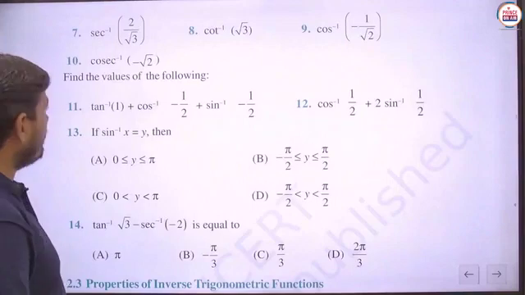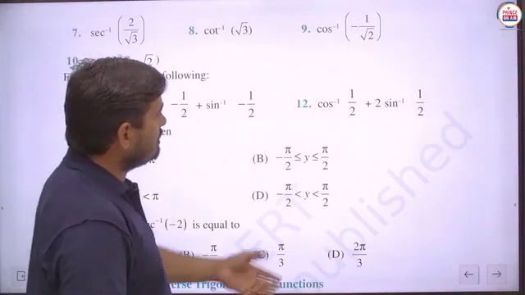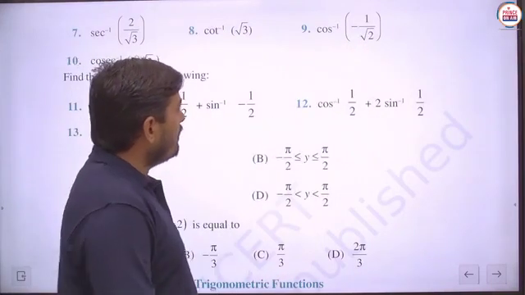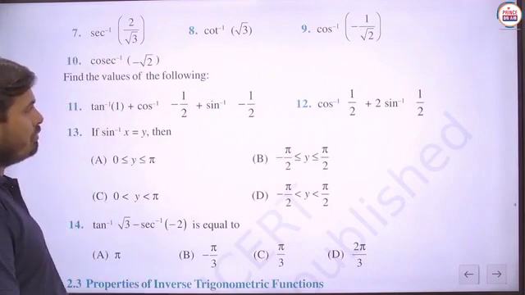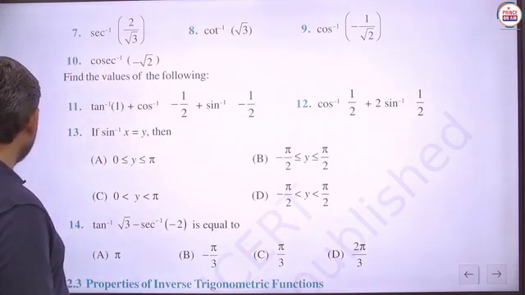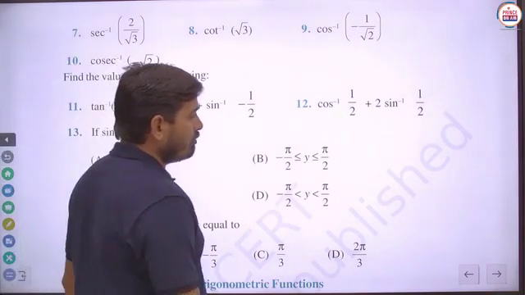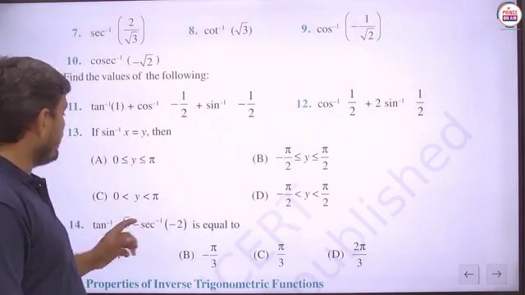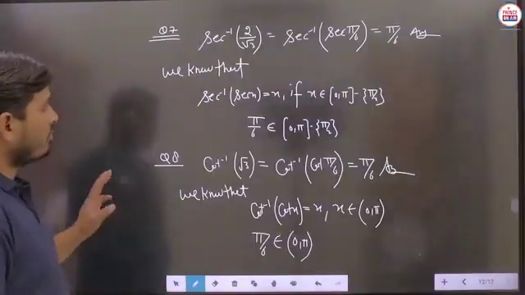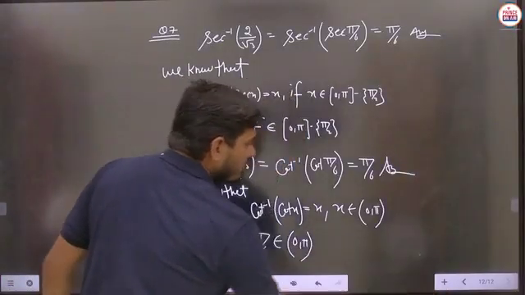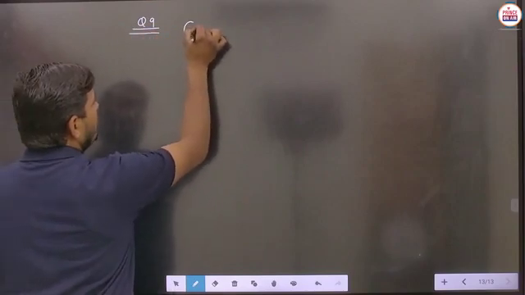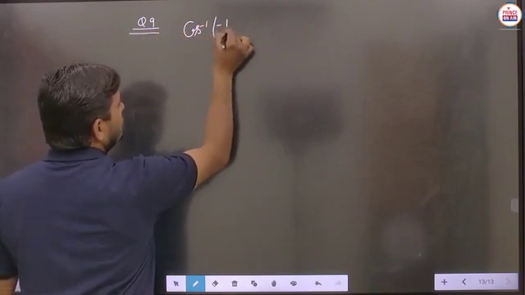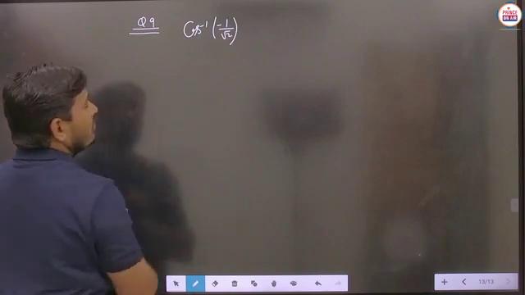In this question number 9, we have to see again a very important question, where we have to calculate the principal value of cos inverse of minus 1 by root 2. So we have to calculate cos inverse of minus 1 by root 2. Here we just have to see the basic process of minus 1 by root 2. We have to find the answer of cos inverse minus 1 by root 2.